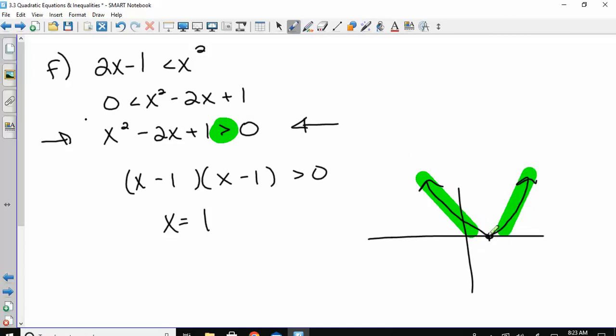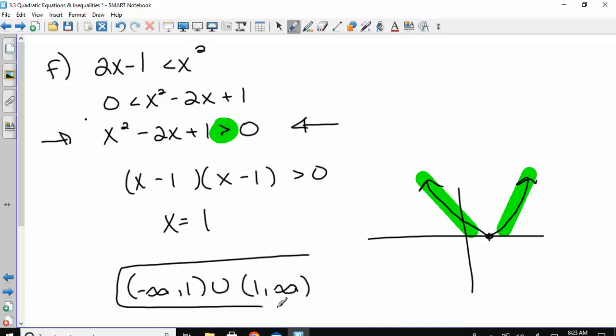So that's here and here. But at that point, when x is 1, it equals 0. Did I have a bracket here? No, so I don't want it when it equals. Everything not equal to zero. Negative infinity to 1, because you have to do the x value, union 1 to infinity. Why is there a union now? This is saying it's everything except that point 1.